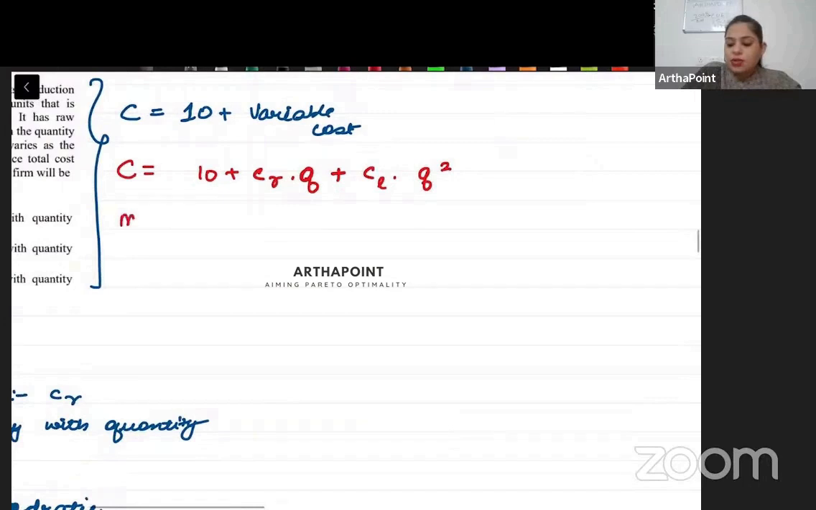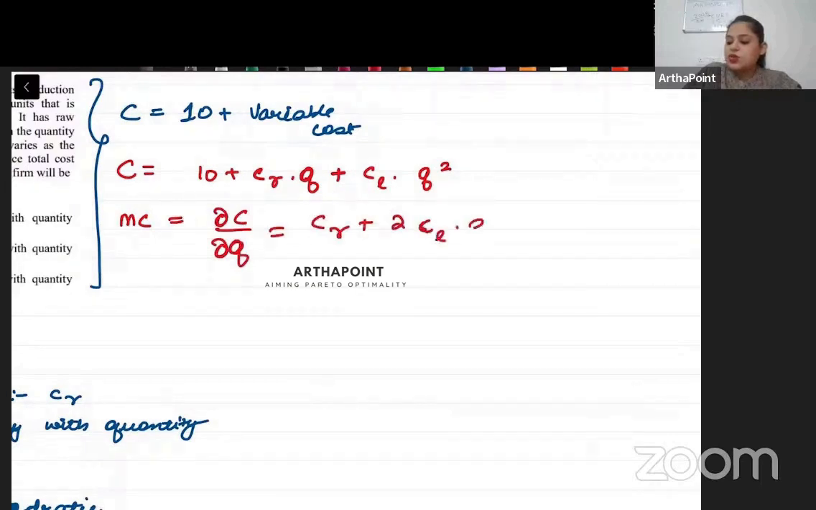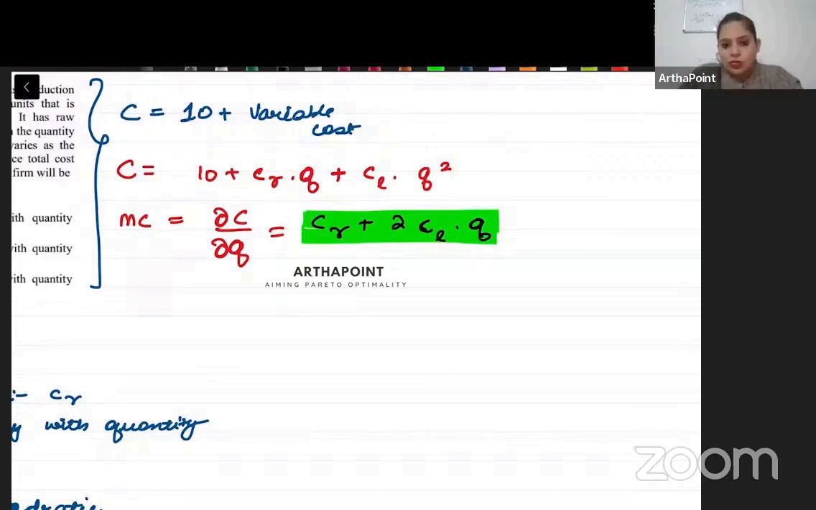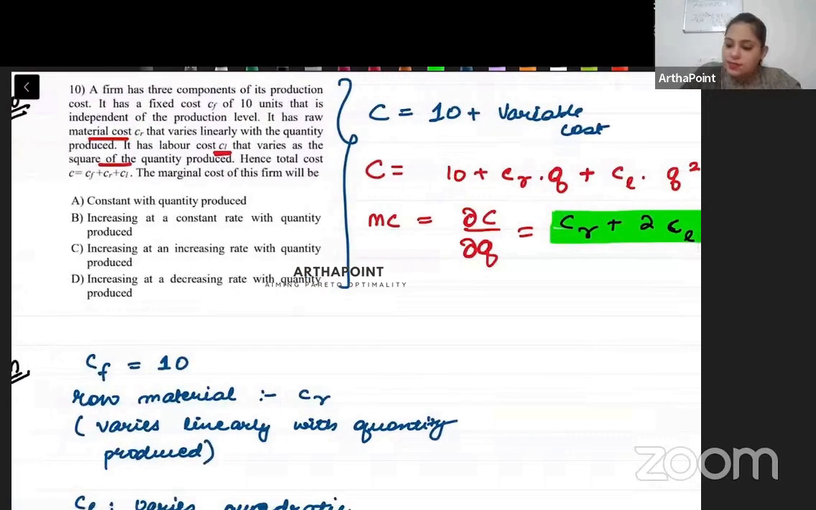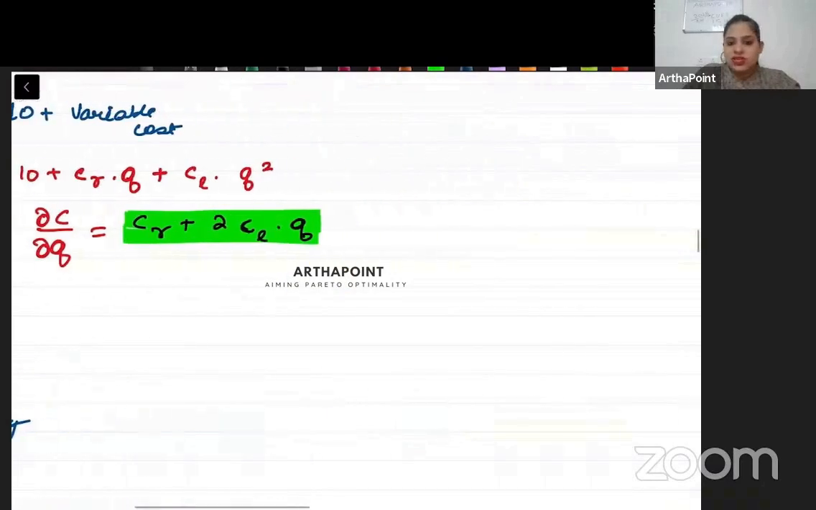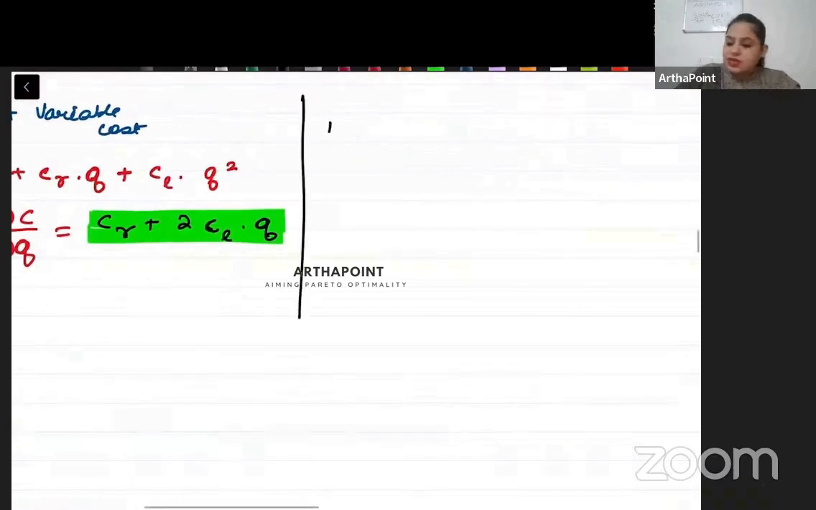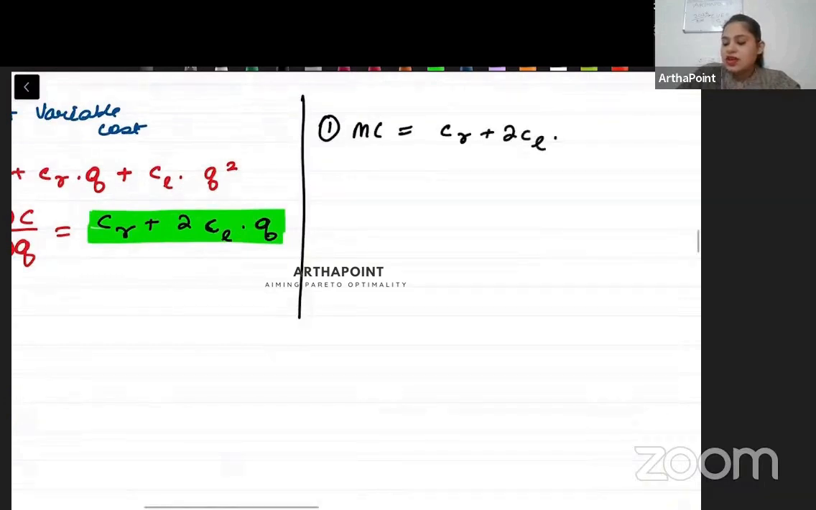Can you tell me what will be marginal cost? It will be how cost changes as quantity changes. So it will be CR plus 2CL into Q. This is your marginal cost. This is your first step. The question was asking to find marginal cost, so I have gone ahead and found that out. So let's write down. The first step is that I have found my marginal cost as CR plus 2CL into Q.